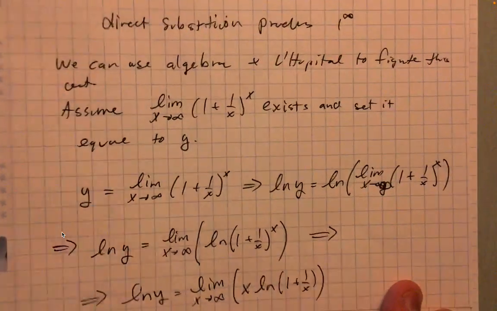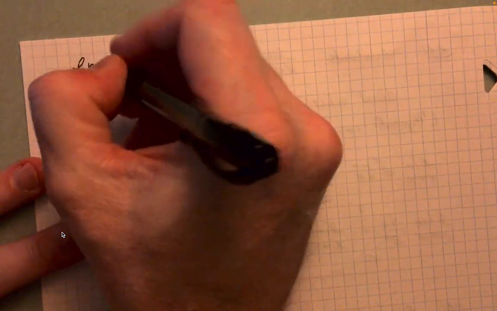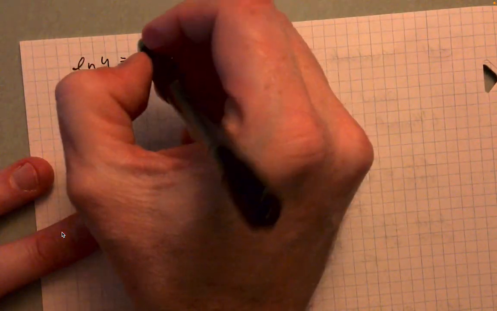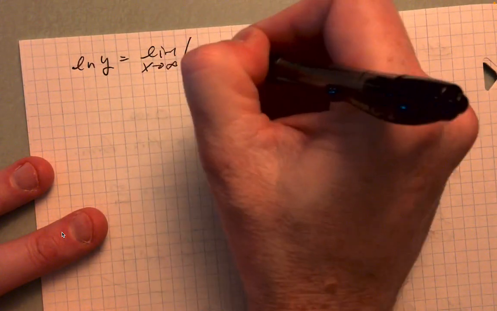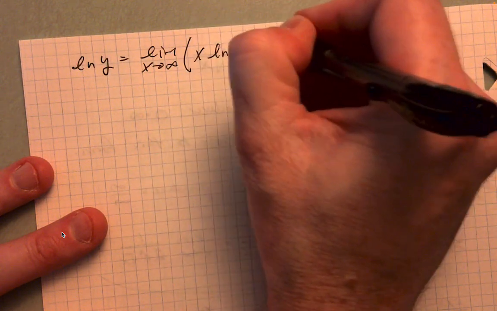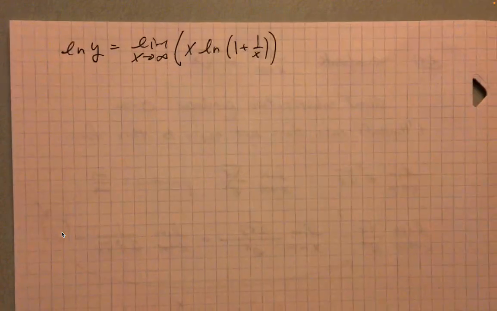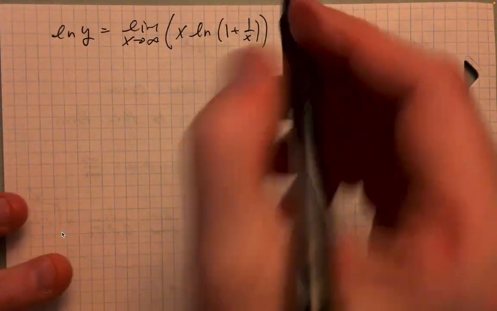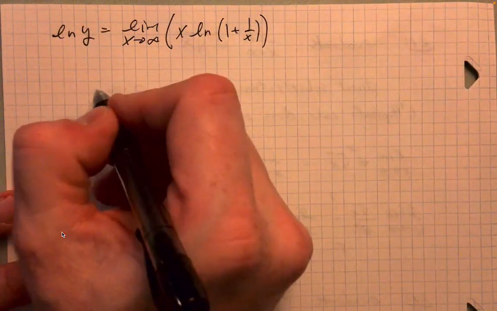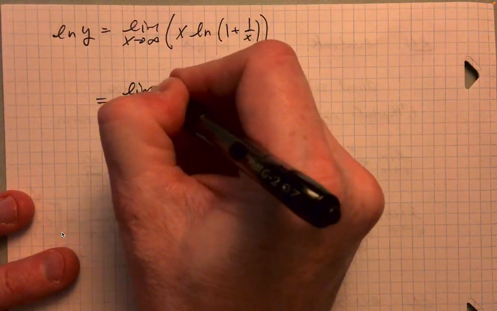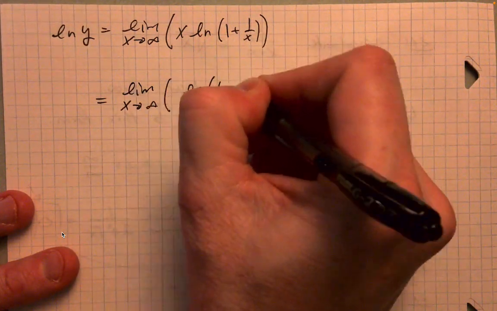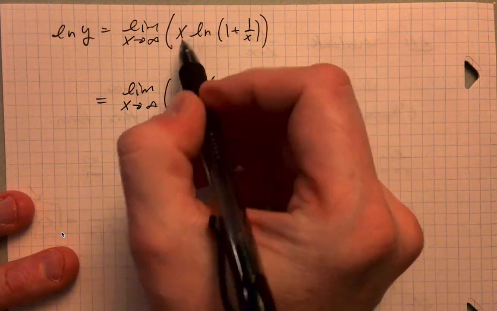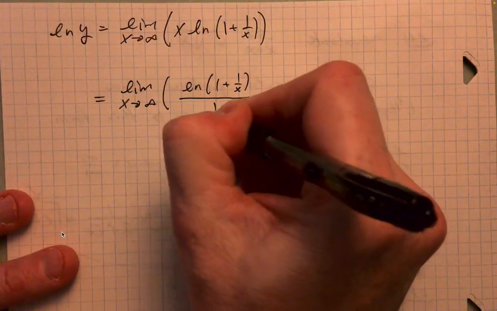Let me flip pages here. So the natural log of y is equal to the limit as x goes to infinity of x times the natural log of 1 plus 1 over x. That's where we left off. And then we can do something interesting with this x here. I'm going to write it like this: the limit as x approaches infinity of the natural log of 1 plus 1 over x, and then instead of having the x multiplied, we can divide by 1 over x, like so.